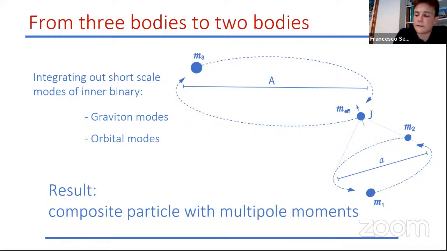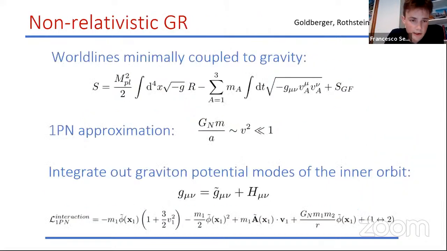And so it will have some multipole moments, it will have a mass, an angular spin, and a quadrupole moment, and so on. And before getting to the secular dynamics, we want to understand, to compute these multipole moments. So in order to do that, we have to start from the UV theory. And this UV theory, in the simplest case, will be the theory of general relativity with 3 worldlines, the worldlines of our 3 bodies that are coupled minimally to gravity, which is this expression that I show here.